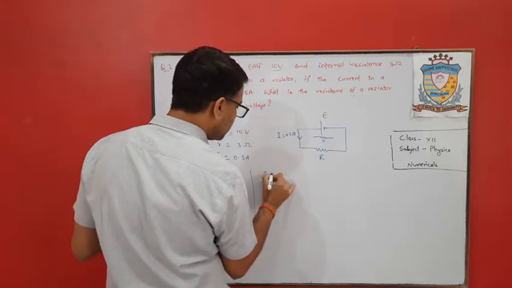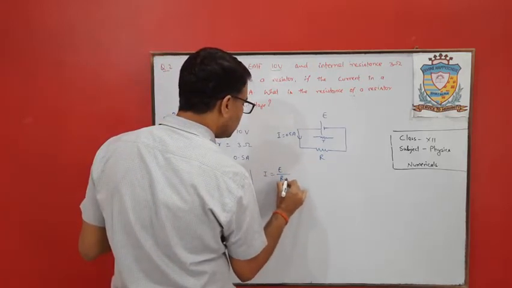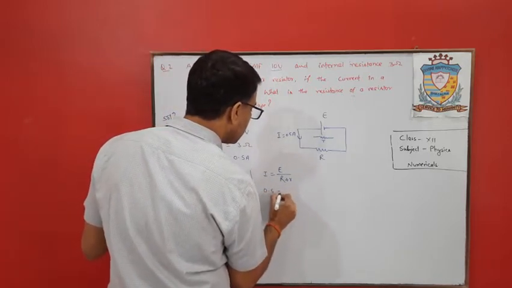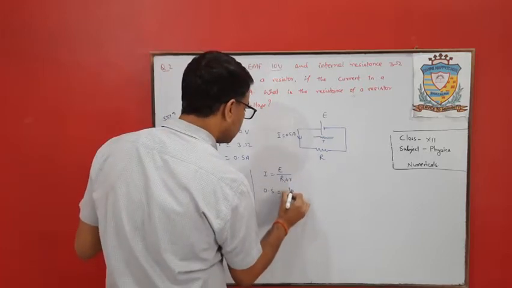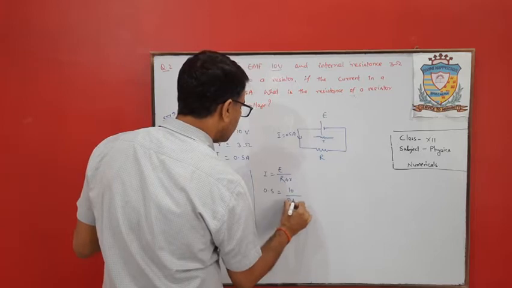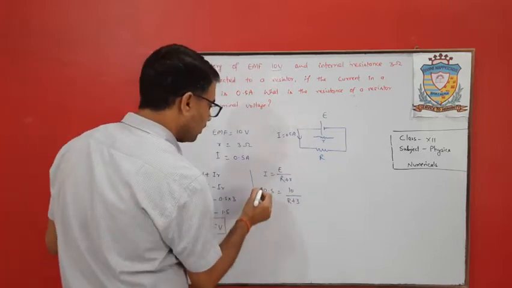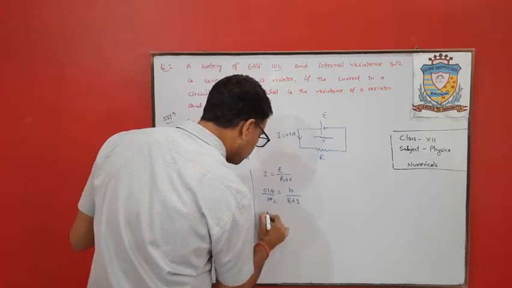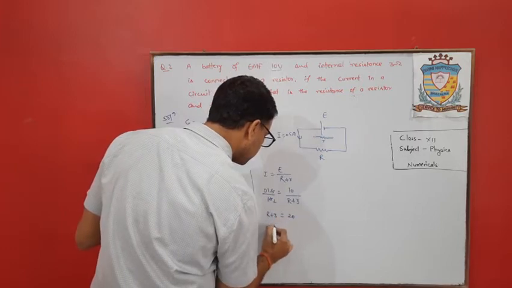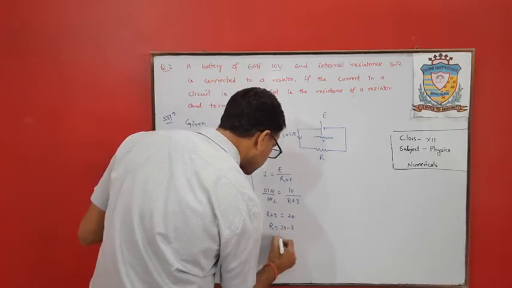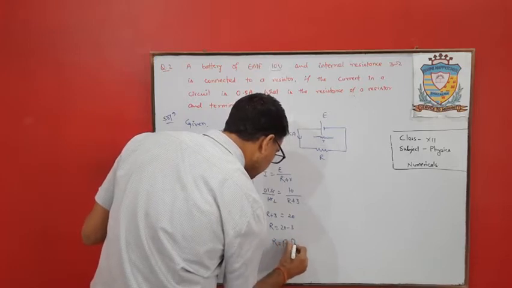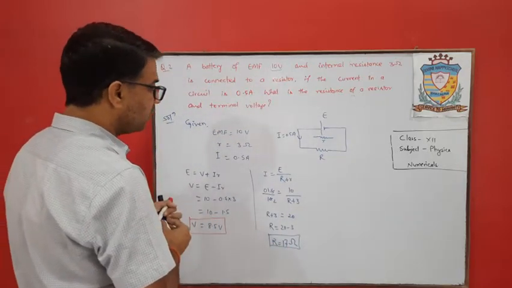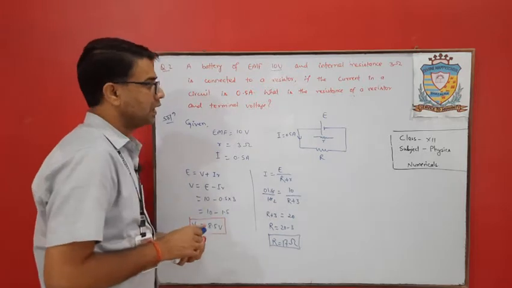Now we will calculate the value of resistance. We know that I is equal to E upon R plus r. The value of I is 0.5, which is equal to E, the EMF, 10 upon R plus the internal resistance 3. This can be 1 by 2. So we do the cross multiplication. R plus 3 is equal to 20, or R is equal to 20 minus 3, or R is equal to 17 ohm. Clear? So this is the solution for the first part. Clear? Next.